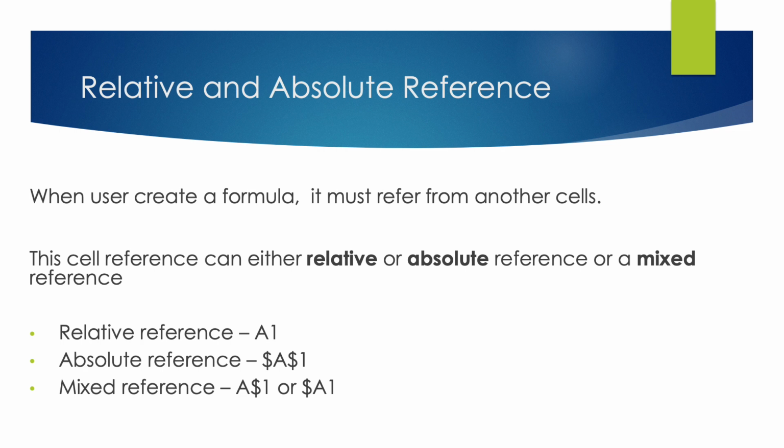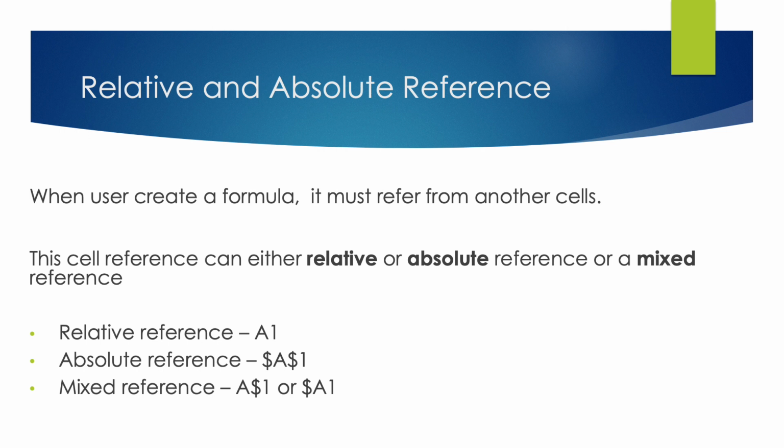Relative and absolute reference. When a user creates a formula, it must refer to another cell. This cell reference can either be a relative or absolute reference or a mixed reference. So what does it actually mean by relative and absolute reference? Relative means that it depends on the row or column where the formula resides, while with absolute reference, you are making sure that it remains constant.